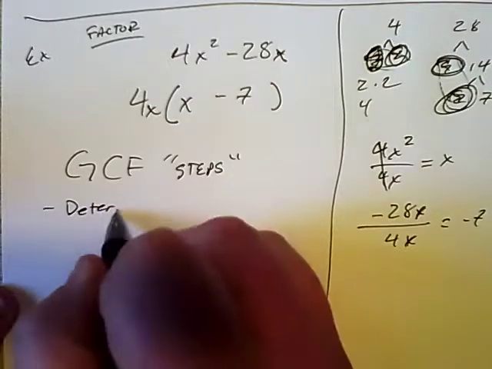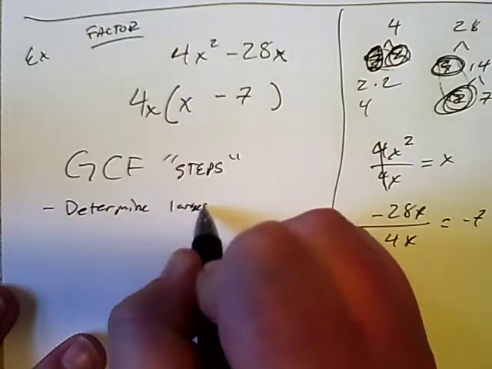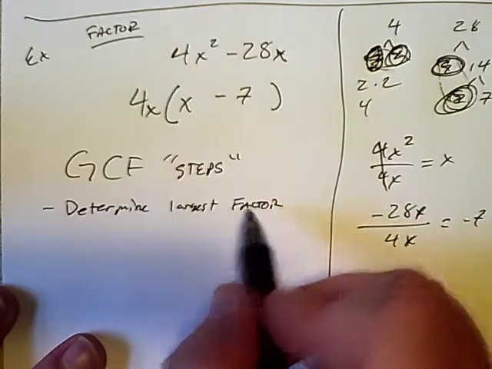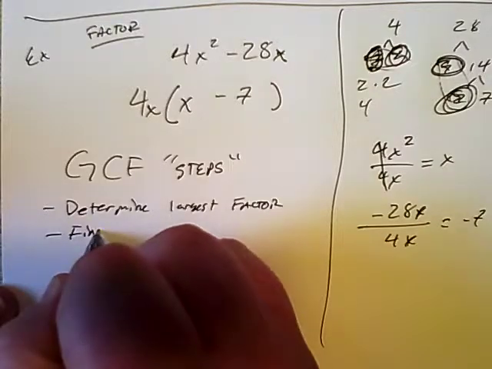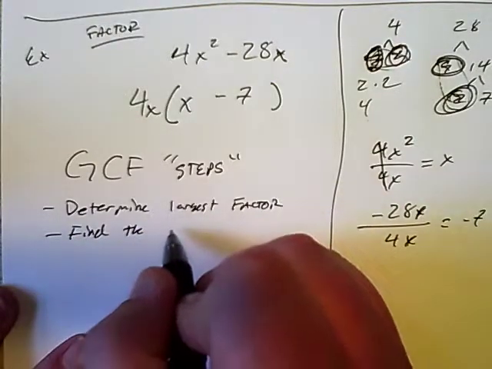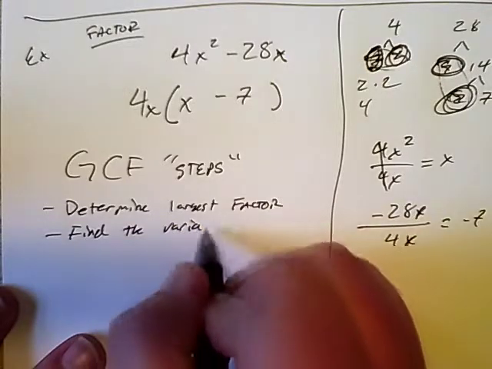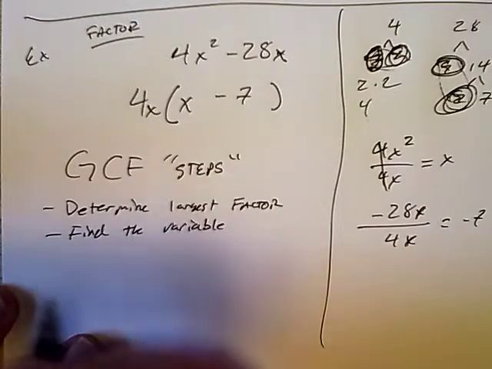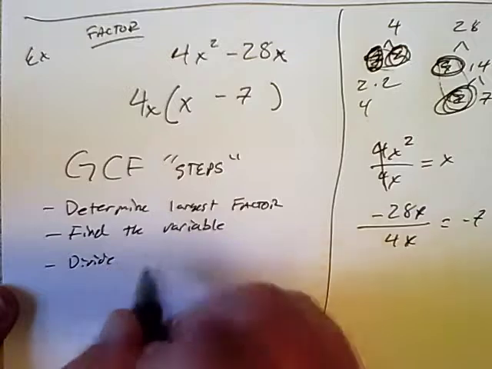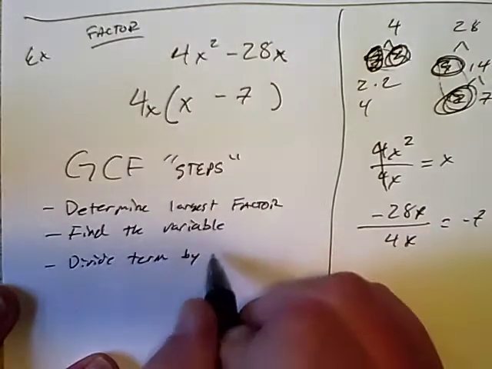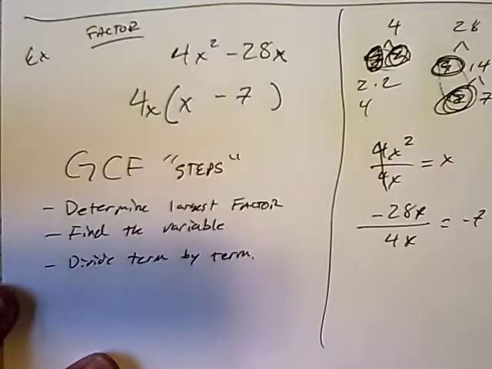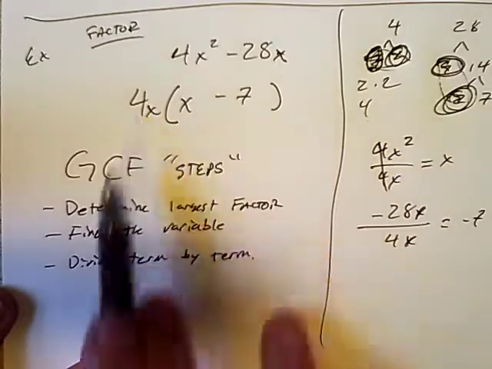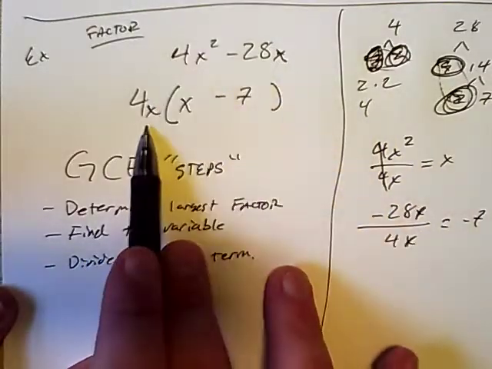I'm going to determine the largest factor numerically. I'm going to find the variable that's going to be taken out, so the variable that comes out. So I determine the largest factor that comes out, find the variable that comes out, and then I divide term by term. So if I were going to break this into steps, I would say the largest factor, so the number, was 4. Find the variable that came out, so that would have been the x, and then divide term by term.